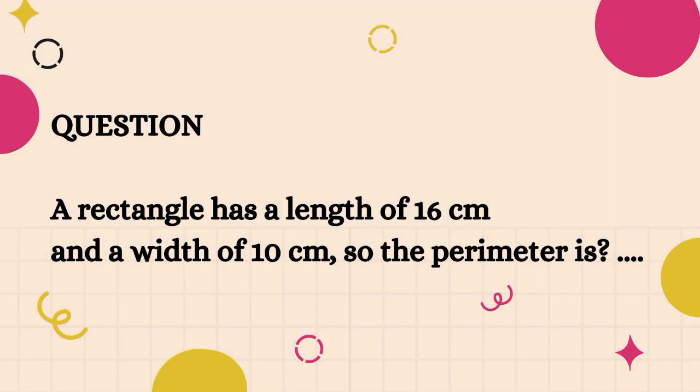Okay, that is all about the material. Now, I have a question you need to answer. The question is, a rectangle has a length of 16 cm and a width of 10 cm. So, what is the perimeter? You can answer it in the comment column.